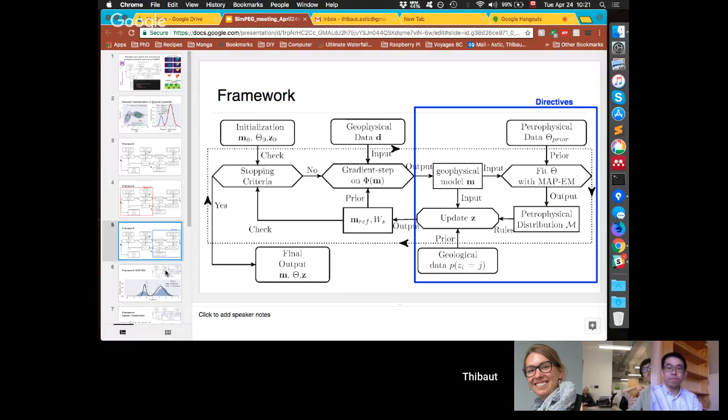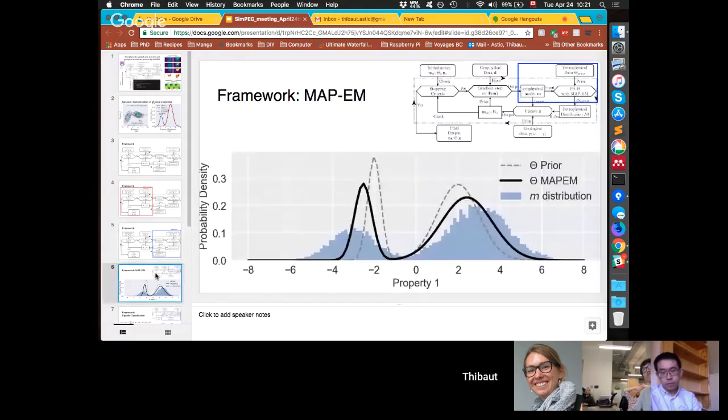So the very first step, and we're going to see here, is that after each gradient step, after each iteration, I have a certain geological model at a certain step, and I want to cross it with my petrophysical data that I know a priori. And with these two pieces of information, I'm going to fit a new petrophysical model that takes into account both my prior knowledge and the current geophysical model.